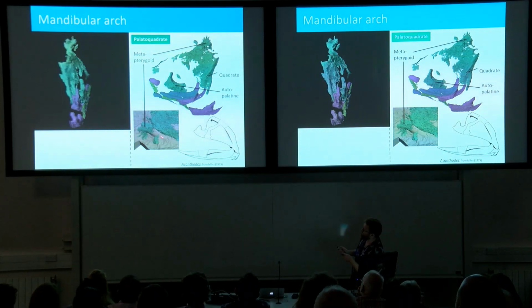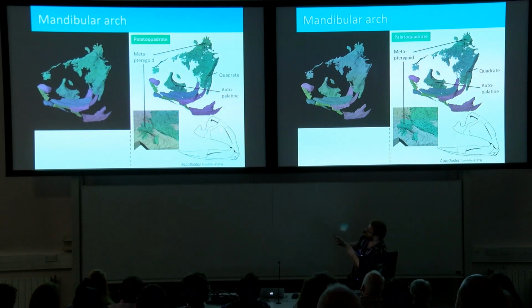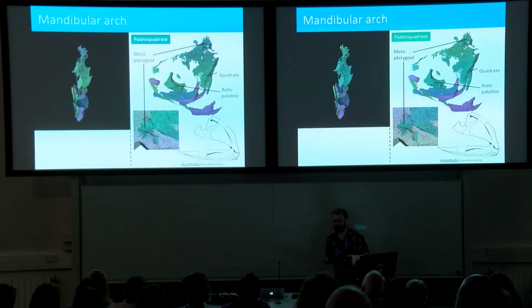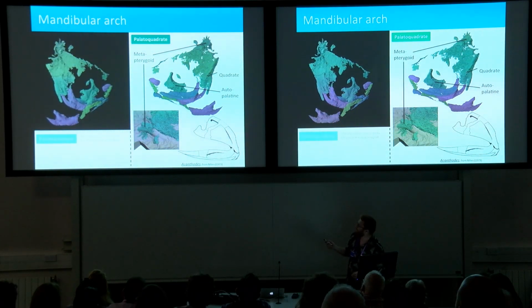If you look at it from the front, it's on this separate part of the mould. And this metapterygoid seems to have this foramen, which we see in Acanthodes and some things that look a bit like Acanthodes, but not very much else. So that's a possible character.